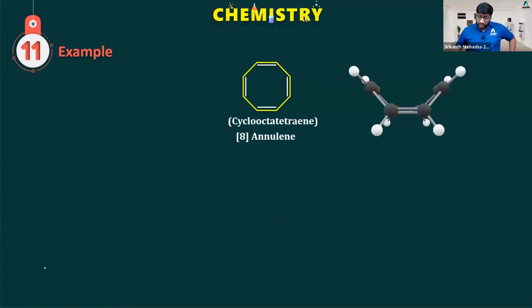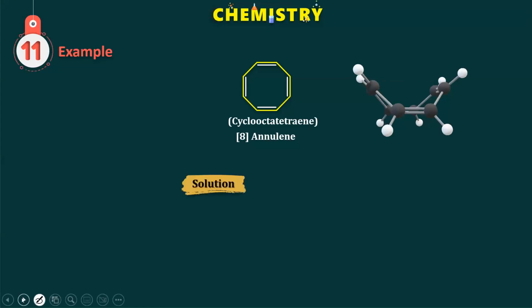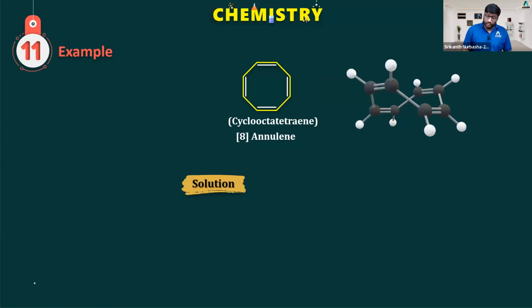I think this compound I have been given the structure also, cyclooctatetraene. It is also called 8 annulene. 8 pi electrons are there. Aromatic, anti-aromatic or non-aromatic? 8 pi electrons are there. It should be non-aromatic in nature because of that structure.